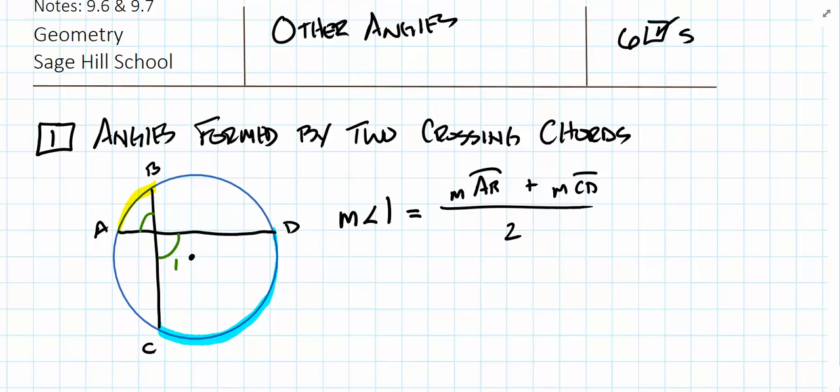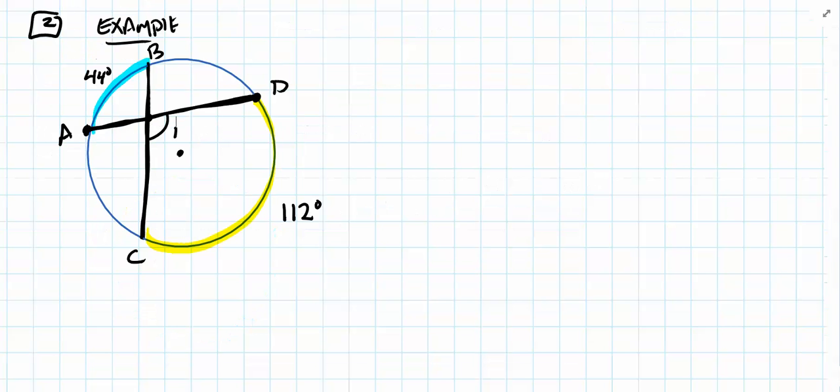Okay? So if your point is not the central angle, nor is it an inscribed angle, it's somewhere in between, then the angle formed is equal to half the sum of the arcs. So the average of the two. So here is an example of what we mean by that.